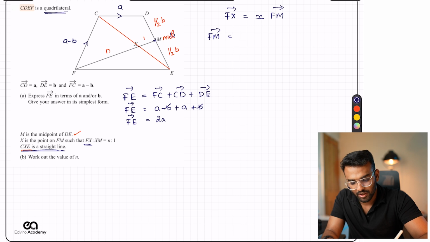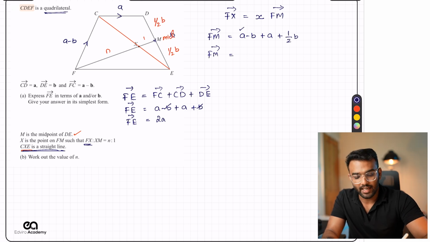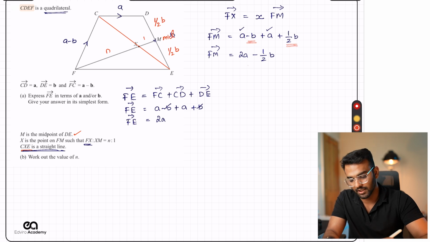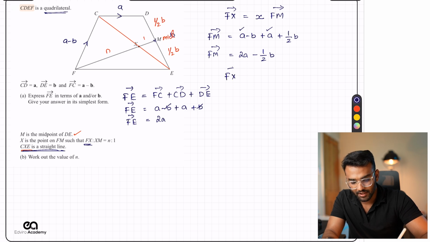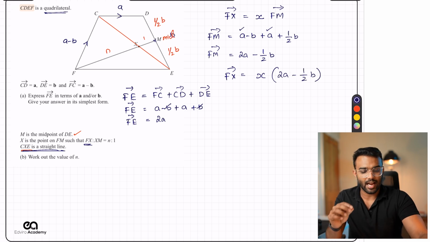FM equals a minus b plus a plus half b. If you add a and a, that's going to be 2a, and then we will have minus a half b. How did I get that minus half? Minus b plus half b. That's how I'm getting this. So I found out FM. So it is perfectly all right to write FX as x, a multiple of 2a minus a half b. So that's how FX is.